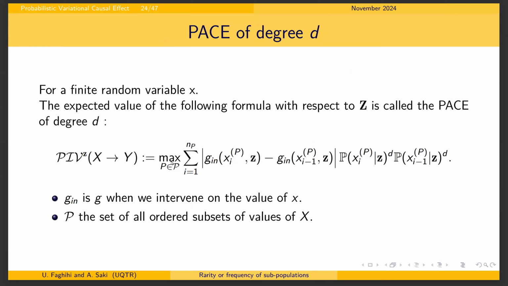We are calculating the maximum of these differences. G in here is the intervention. When we intervene on a node or an event, we make the other variables fixed. Z here is fixed, and then we have this probability, this xi in partition P that I showed you above, and then D is the degree. It can be between 0 and 1. It can be the frequency of the events.